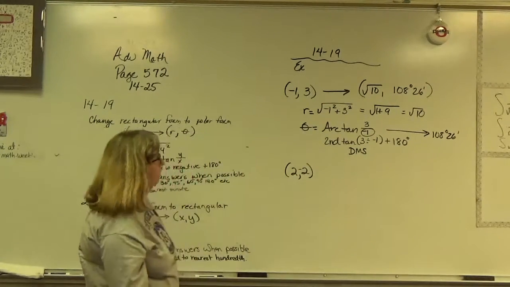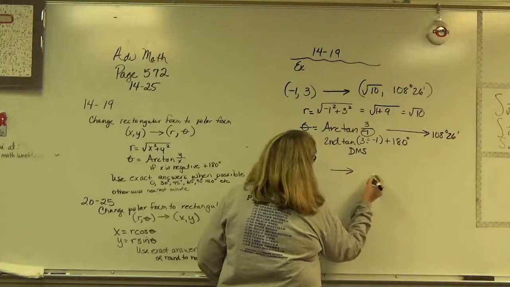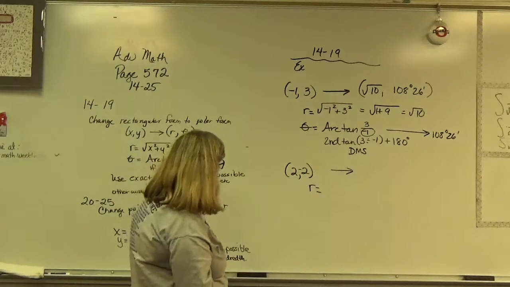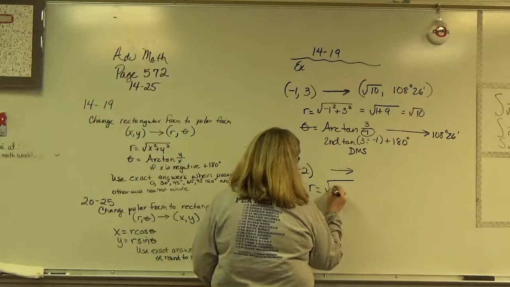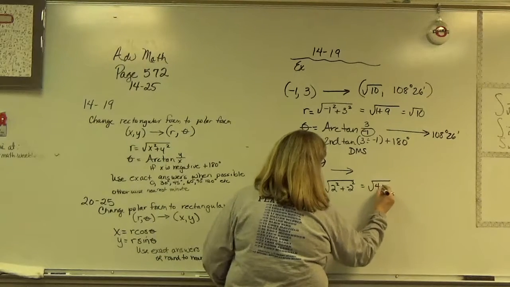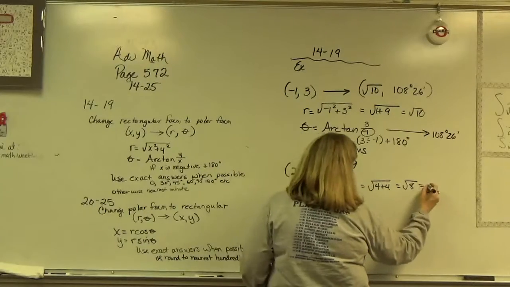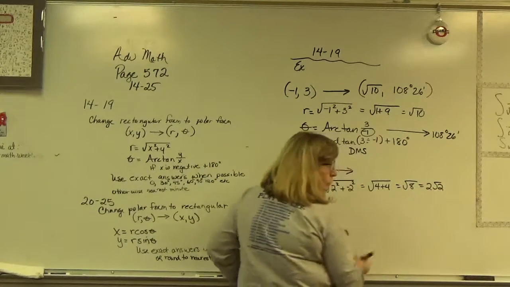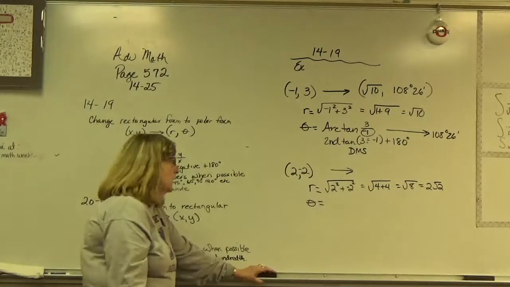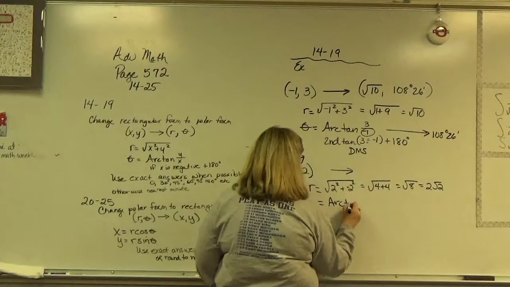We've got 2 and a negative 2. So we want to change it to its polar form. So r is going to equal, Dalton, what is my x squared? It would be 4. And what's my y squared? 4. So we end up with the square root of 8, which simplifies to 2 square root of 2. Okay, our theta, Delaney, is arctangent of negative 2 over 2.